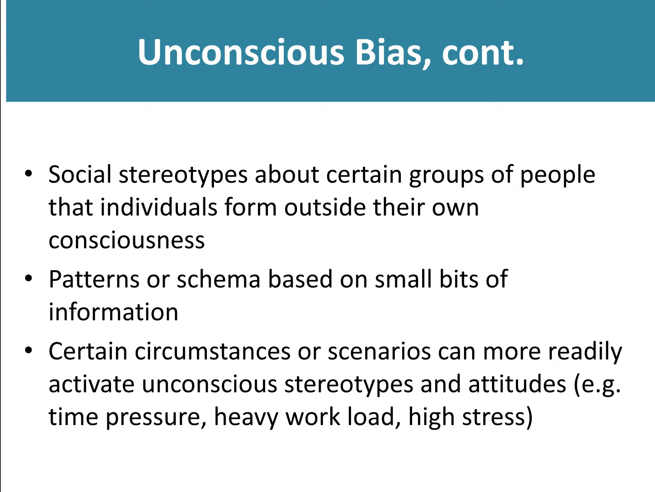Unconscious bias is also characterized by social stereotypes about certain groups of people that individuals form outside their own consciousness. They are patterns or schema based on small bits of information. This is the fast brain working to process those small bits of information to quickly put people into categories or to stereotype them. Certain circumstances or scenarios can more readily activate unconscious stereotypes and attitudes. Examples of those circumstances include being under time pressure, under a heavy workload, or in a high stress situation.